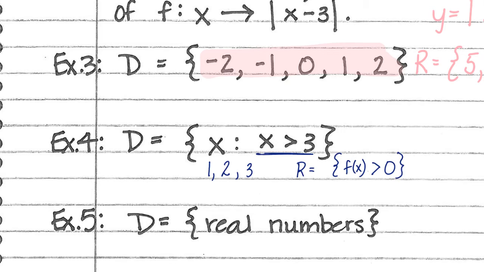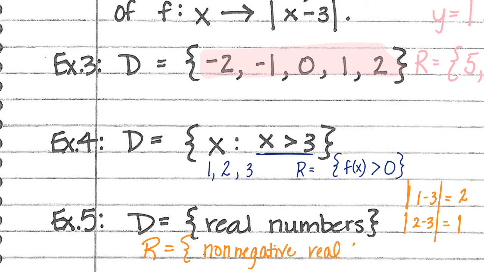All right, let's go ahead and start plugging in numbers so we're not just talking hypothetically. Can I put in 1? 1 minus 3? Yeah, that's -2. Absolute value of -2 is 2. Can I put in 2? 2 minus 3? Yep, that's the absolute value of -1, which is 1. So notice in this case the range is going to be the set of all non-negative real numbers, meaning that these numbers that come out will never be negative because of the absolute value.